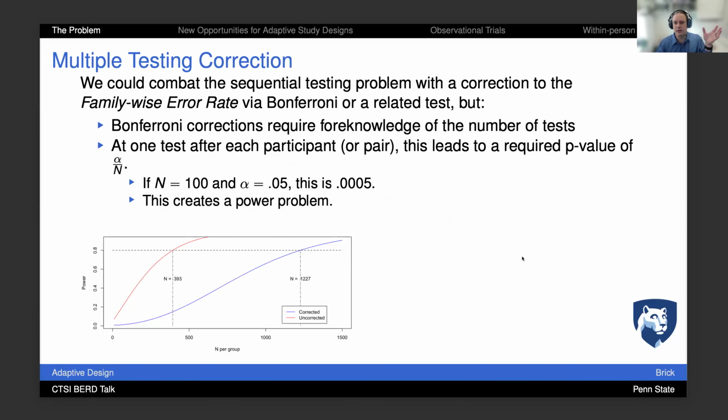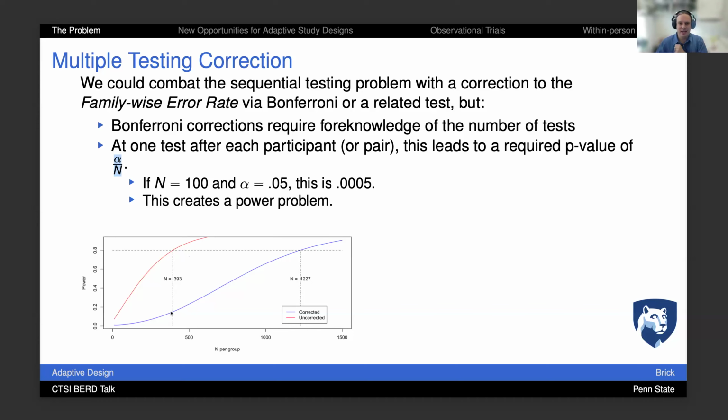Now we could, right, just throw Bonferroni's correction at this. If you guys are familiar with family-wise error rate correction, Bonferroni is the thing everybody goes to. And we could deal with that by just saying, well, okay, now we need an alpha value of 0.05 divided by the number of people, and that'll be great.